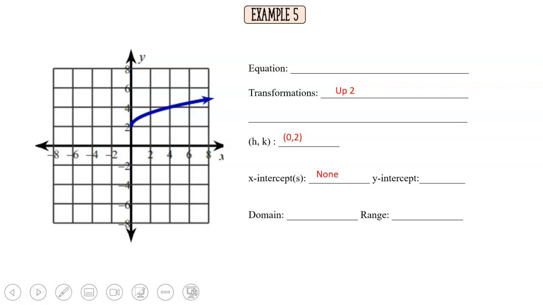What about the y-intercept? 2, okay, or 0, 2. Domain, left to right, okay? How far to the left does this go? 0 to infinity. Very good. There's no beyond. All right, and then range, how far down does this go? So what's the y value right here? 2 to infinity, okay?